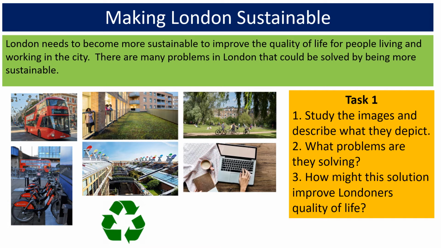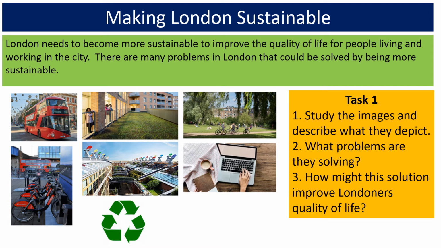So I want you to study these images, and think about whether or not they're a solution to a problem. And if they are, what is the problem they are trying to solve? Once you've figured that out, I want you to also think about how this solution might improve Londoners' quality of life. So I'd suggest you pick at least 3 of the images and try to do those 3 things for them.